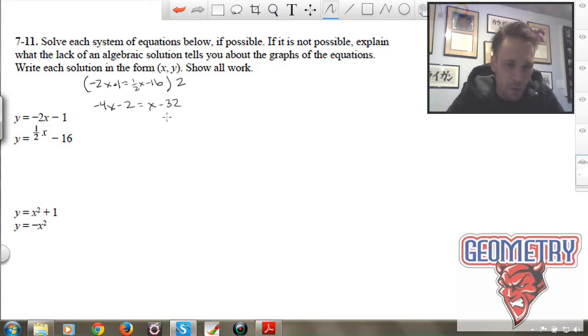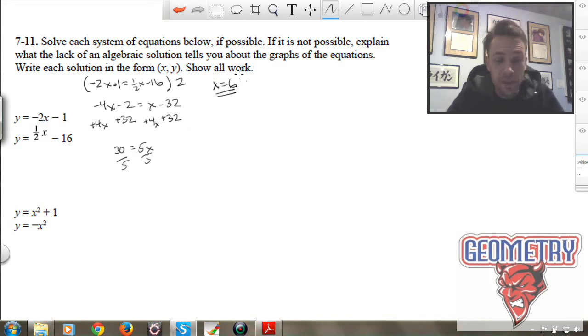Okay, I'm going to move all the numbers to the left, and I am going to move all the values of x to the right. So I'm going to add x to the right side, and then add 32 over to the left side. So this value of negative 32 is moving over there. This value of negative x is moving to the right. And so what we end up with is 30 equals 5x. Dividing both sides by 5, we end up with x equal to 6.